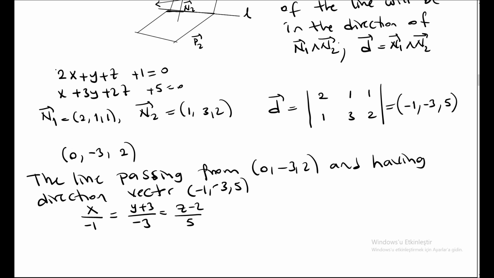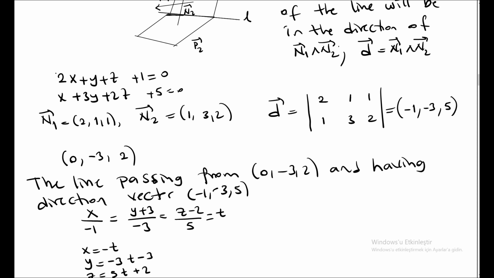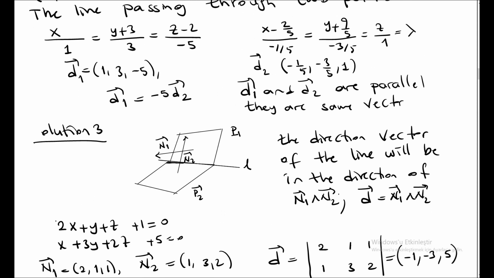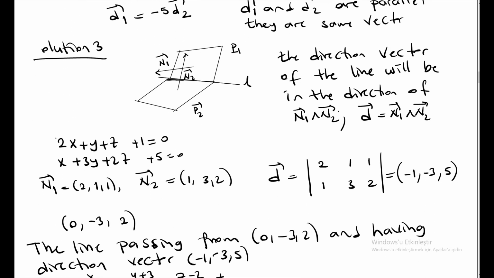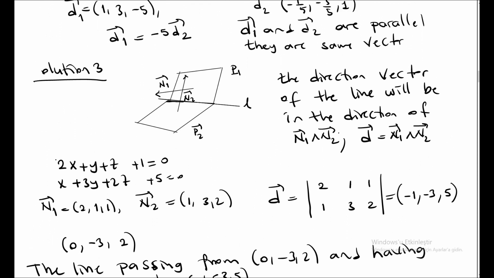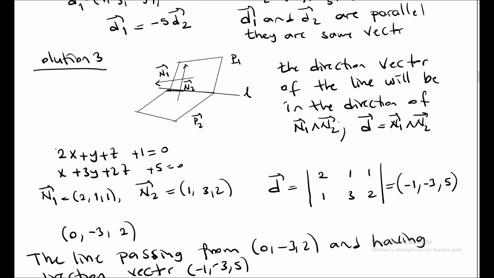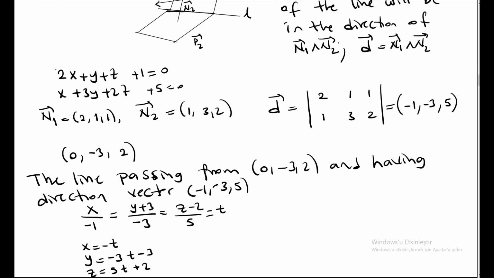You can write the parametric form. If you put lambda or t here, then you have x equals negative t, y equals 3 times t negative 3, and z equals 5 times t plus 2. Yeah, this one and this one are the same. So you can use all these three methods, but it seems the last one is easy, right?